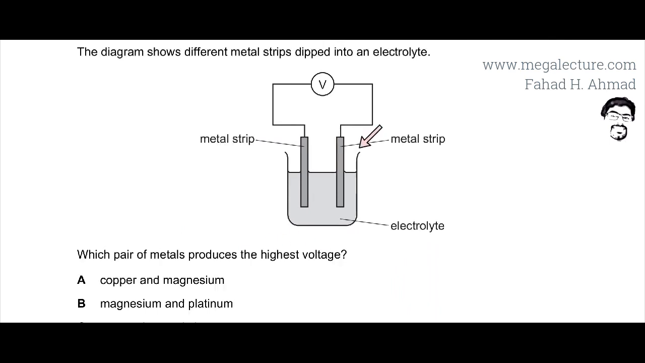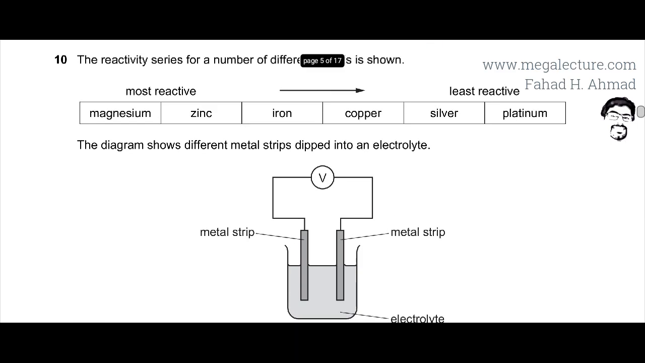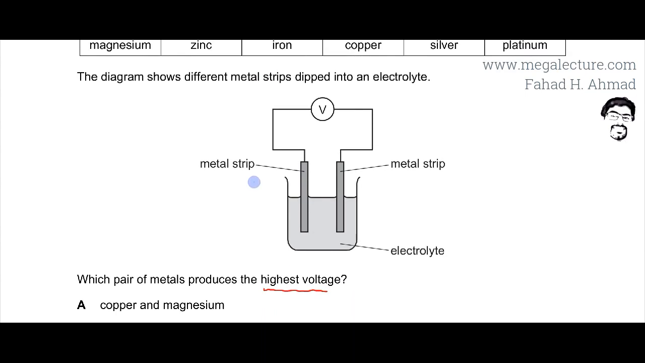Now this is a diagram of a galvanic cell or electrochemical cell. We have different metal strips. Remember, the highest voltage is produced when the difference in reactivity of the two metal strips is very high. For example, I have one strip made of magnesium, one strip made of platinum. So if I have a strip of Mg, and on the other side a strip of platinum, the voltage produced would be the highest.